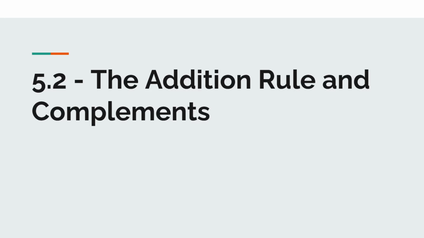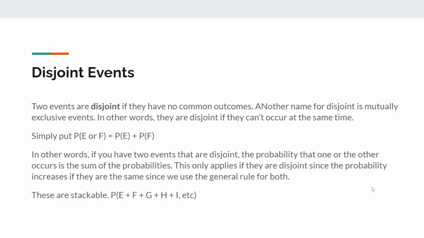5.2, the addition rule and complements. So first, let's go over disjoint events. Disjoint events are simply two events that have no common outcomes. So what does that mean?